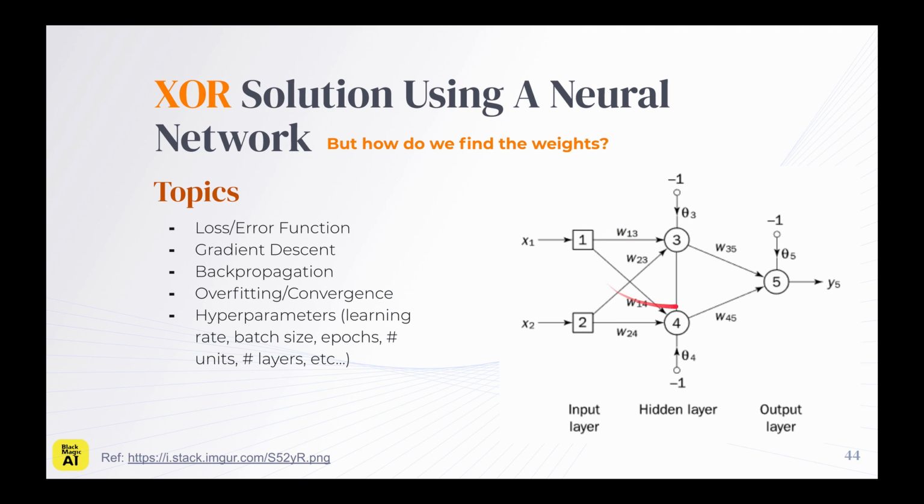This diagram represents our exclusive OR solution using a neural network. But as you can see, it has many weight values in there. But how do we find the weights so that our neural network gives the correct output? This is an outline of some of the topics we will cover in this tutorial: loss and error function, gradient descent, backpropagation, overfitting, convergence, and hyperparameters. We'll touch more on those when we get into our actual coding example project.